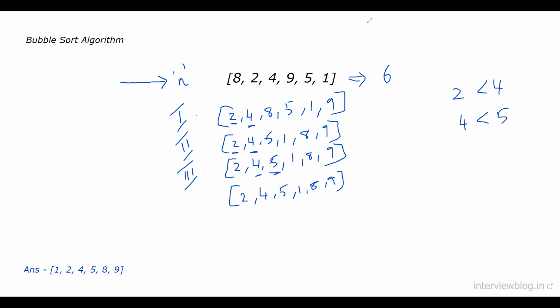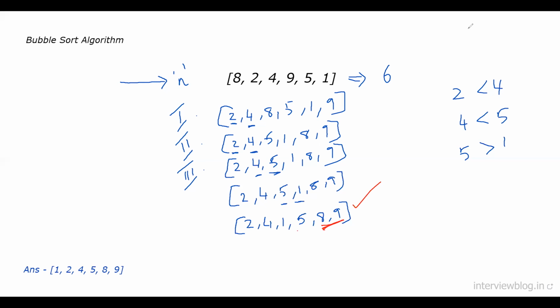So now we will be comparing 5 and 1. We can find that 5 is greater than 1. Hence we will swap this 5 and 1 and our input array would now become 2, 4, 1, 5, 8 and 9. So in the third traversal, this will be my last iteration since 8 and 9 are already sorted.